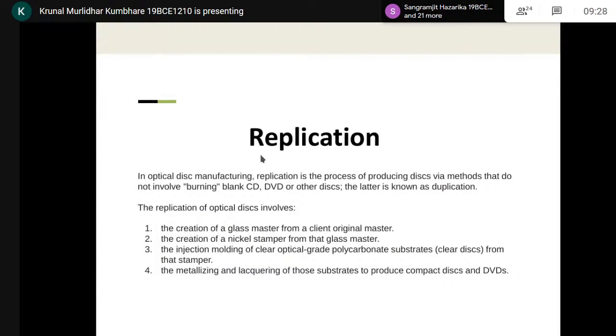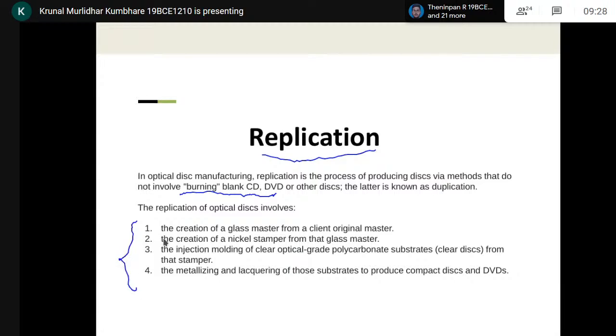So before understanding the construction, we must know what is replication. Replication is the process of producing discs via methods that do not involve burning of blank CD, DVD or other discs. The latter is known as duplication. The process in the making of optical discs.